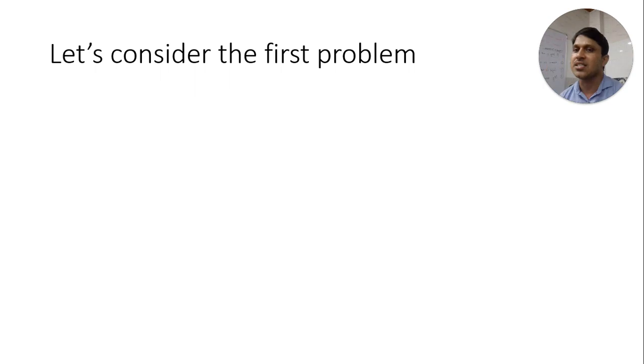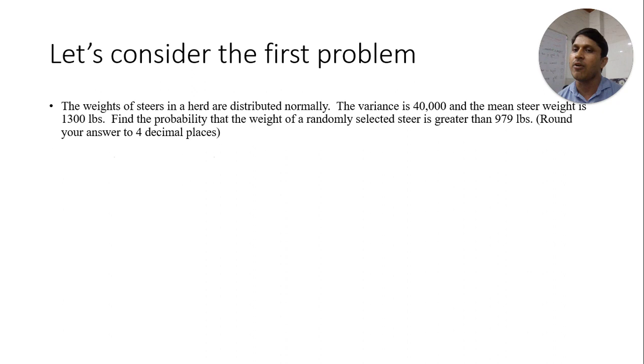The first problem states the weights of steers in a herd are distributed normally. The variance is 40,000, the mean is 1,300 pounds, and we have to find the probability that the weight of a randomly selected steer is greater than 979 pounds. I am using manual calculation to solve this problem, then I will move to Python.